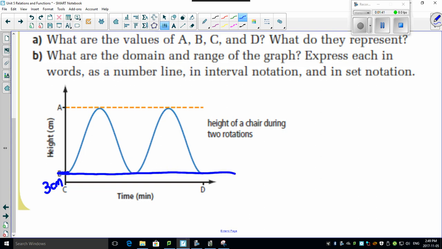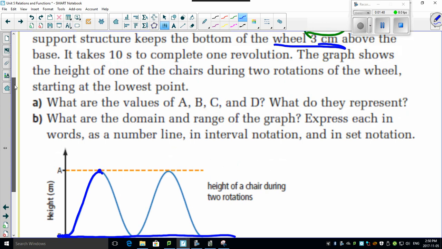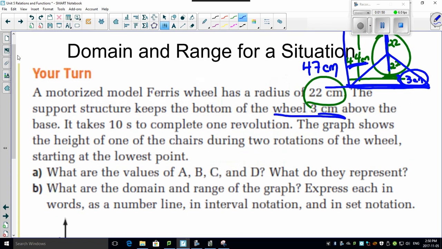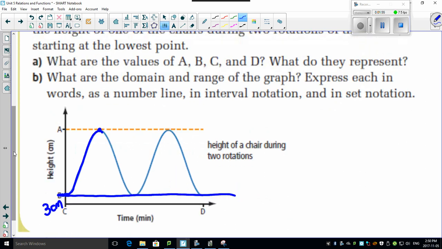So this is starting here, going up, reaching its highest point, which, if you think about it, is the radius of 22 and 22. From this point to this point is 22 and 22, which is 44 centimeters, but that's not the highest height because, of course, it's 3 centimeters off the ground, so A actually works out to be 47 centimeters. Isn't that interesting?